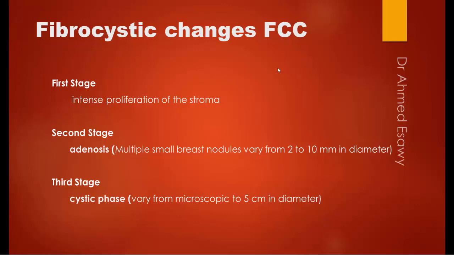Fibrocystic change stages. First stage, intense proliferation of the stroma. Second stage, adenosis. Adenosis means multiple small breast nodules varying from 2 to 10 mm in diameter. Third stage is the cystic phase, varying from microscopic to 5 cm in diameter.